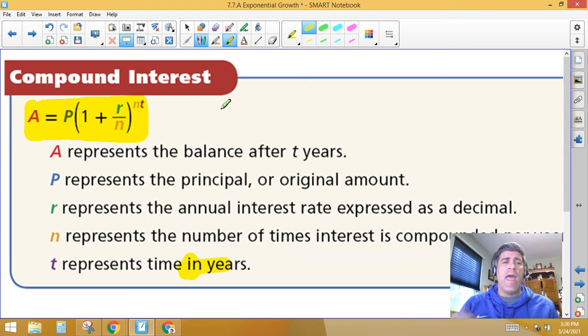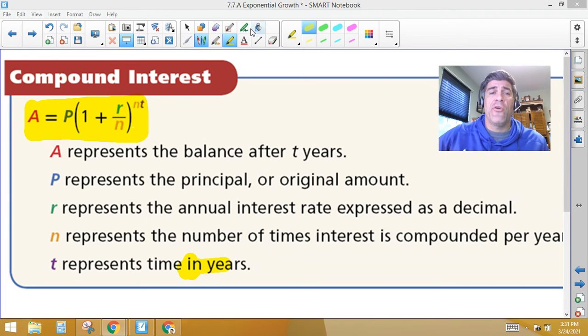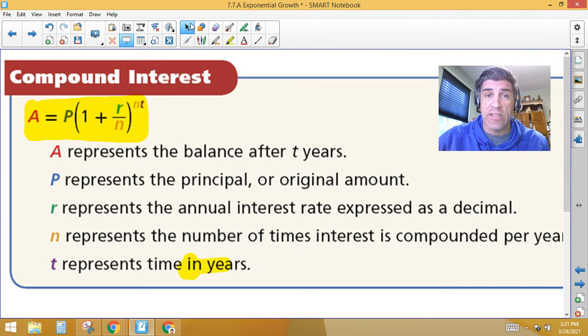A is going to be your overall balance. P is the principal, the original amount. R is your interest rate as a decimal. N is the number of times that it is compounded per year. I'll go on that on the next slide. And T represents the time, always in years. Pause it and copy this stuff down.